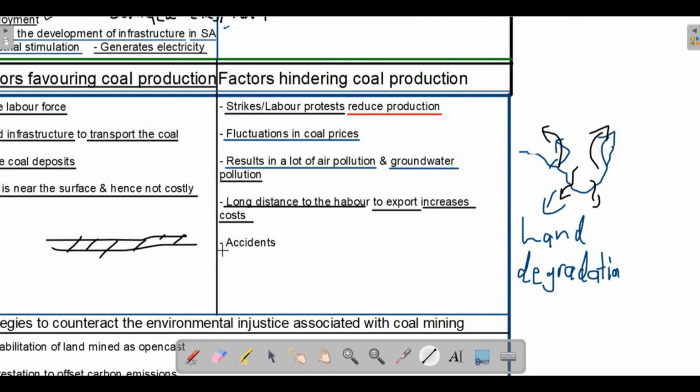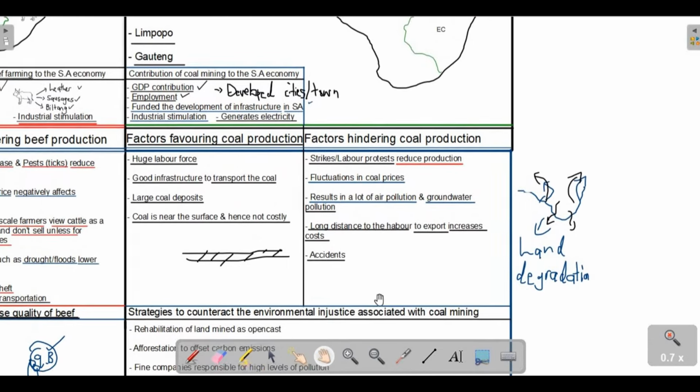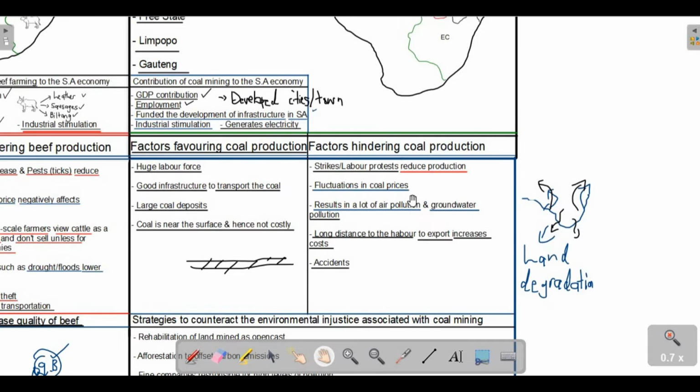There are also accidents that occur in these mines, as it is quite a risky job, guys. We've lost a lot of miners in the mining industry, and so it's really bad. So these are the factors that hinder coal production.